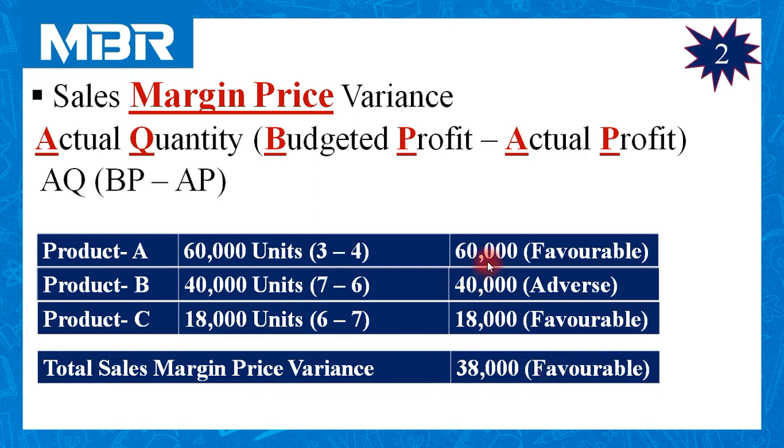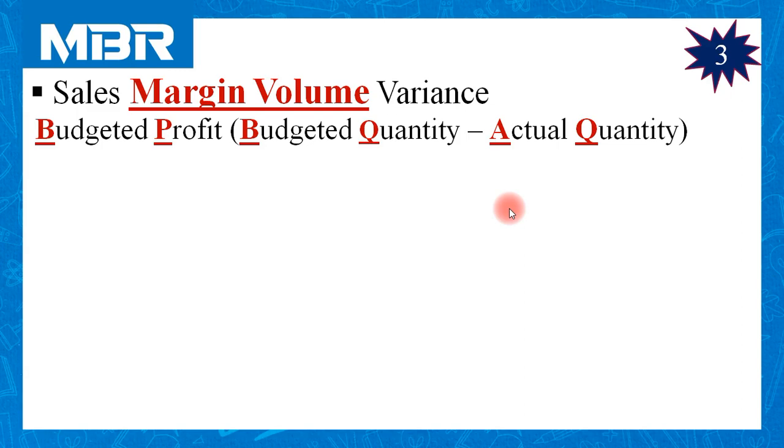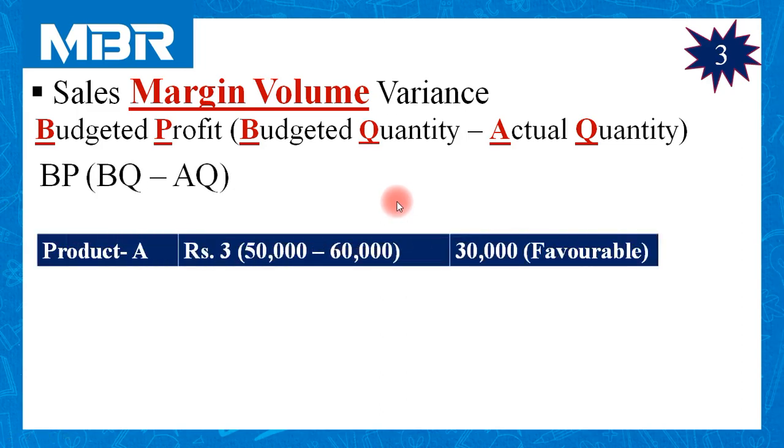It is nothing more than a total of 60,000 favorable plus 18,000 favorable, 78,000 favorable, minus 40,000 adverse in case of product B. After calculation of sales margin price variance, let us move to the third primary variance of sales margin. It is sales margin volume variance. Formula for the calculation: budgeted profit into bracket budgeted quantity minus actual quantity. Simply insert the figures in the formula.